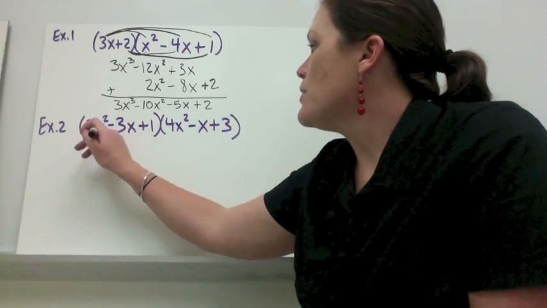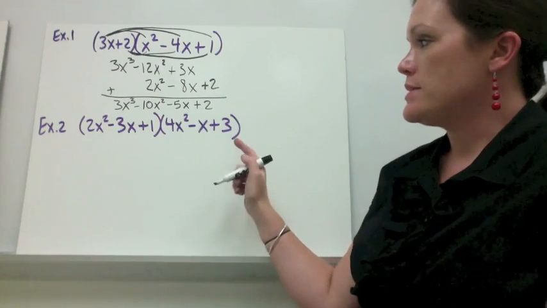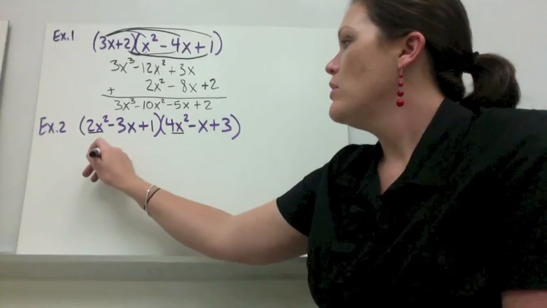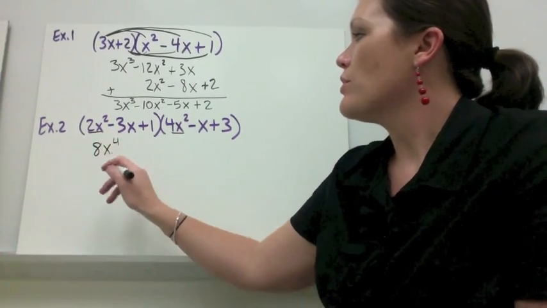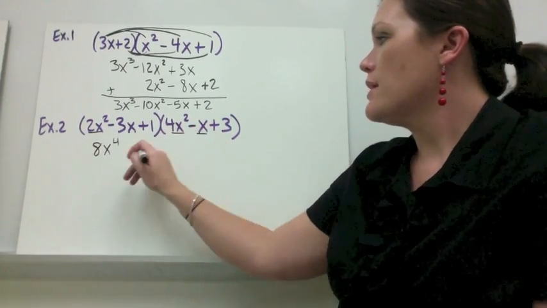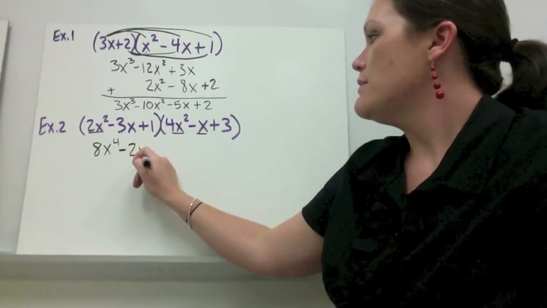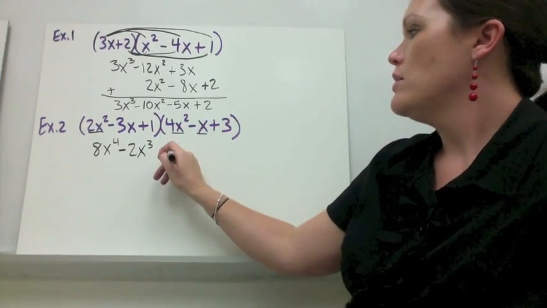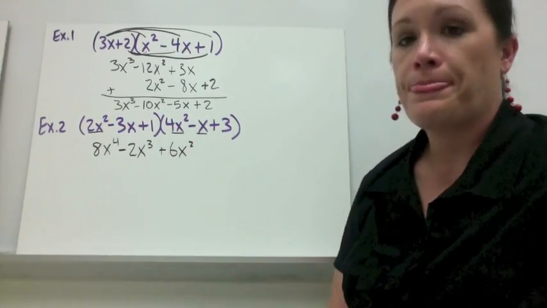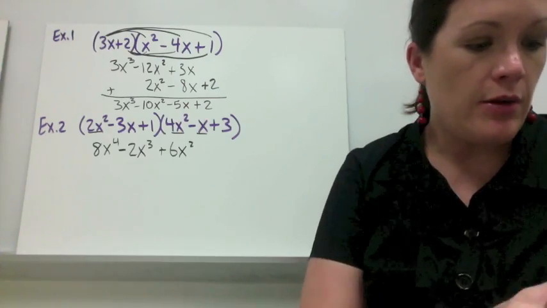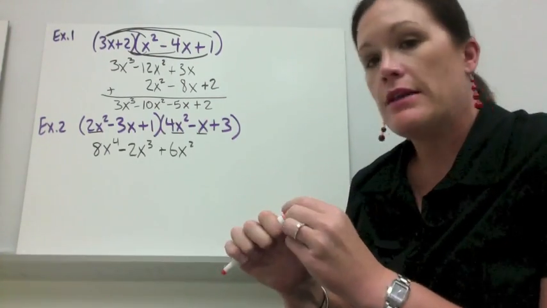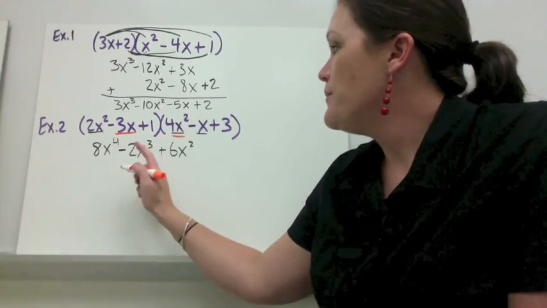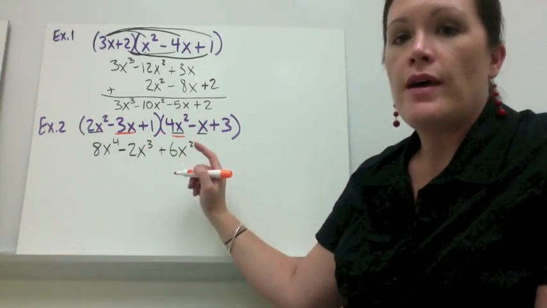So we have 2x squared times 4x squared minus x plus 3. So 2x squared times 4x squared would give me 8x to the 4th. 2x squared times negative x would give me negative 2x cubed, and 2x squared times 3 would give me 6x squared. So then, it might help if I use a different color, because these have a lot of terms involved. We have negative 3x times 4x squared. So that's going to give me negative 12x cubed.